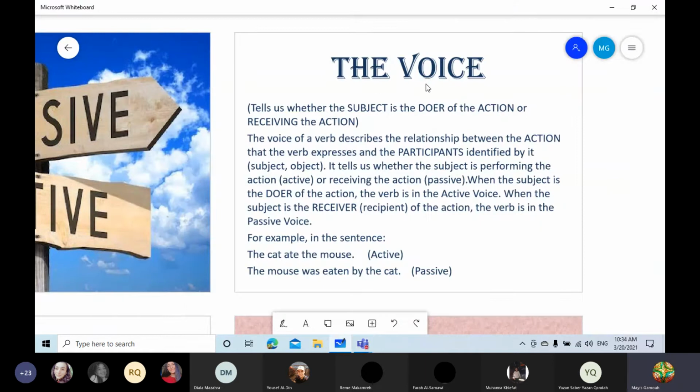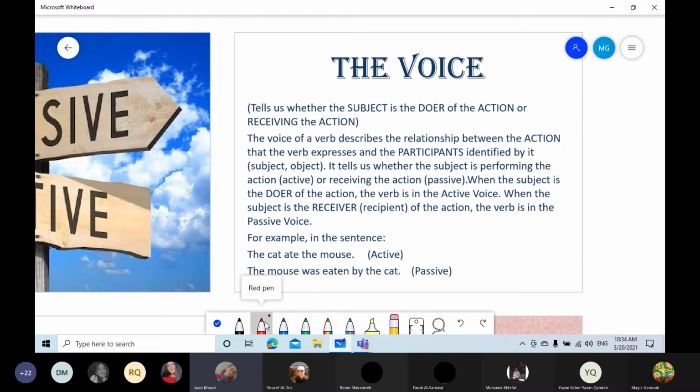Juan, would you like to start, dear? The voice tells us whether the subject is the doer of the action or receiving the action. The voice of a verb describes the relationship between the action that the verb expresses and the participants identified by it, subject or object. It tells us whether the subject is performing the action, active, or receiving the action, passive. When the subject is the doer of the action, the verb is in the active voice. When the subject is the recipient of the action, the verb is in the passive voice. For example, in the sentence, the cat ate the mouse, active. The mouse was eaten by the cat, passive.